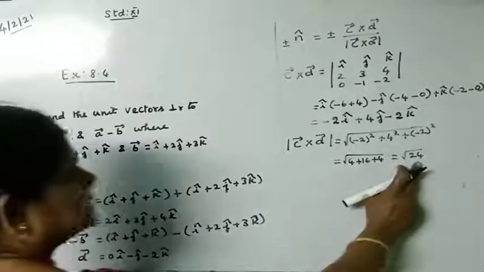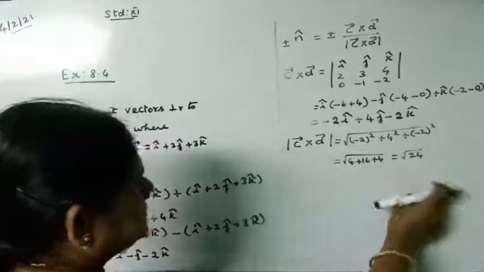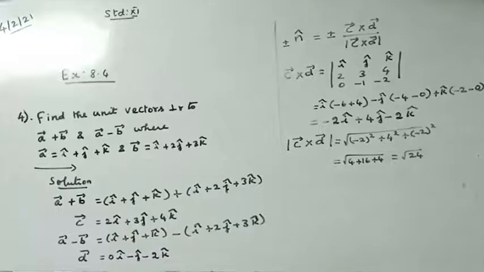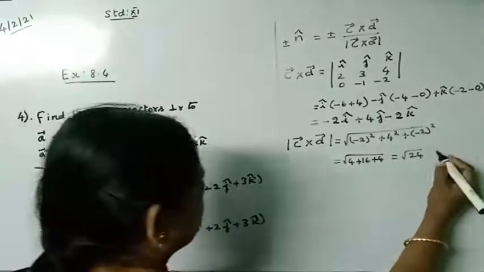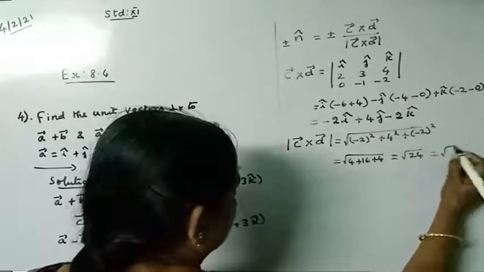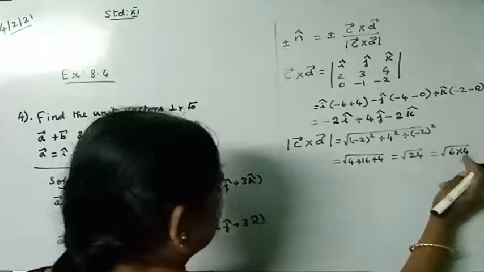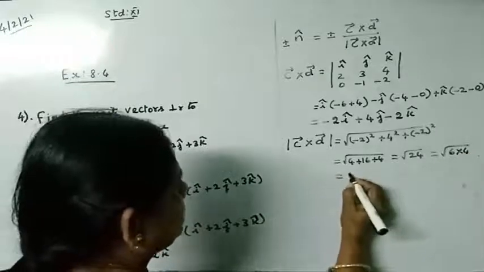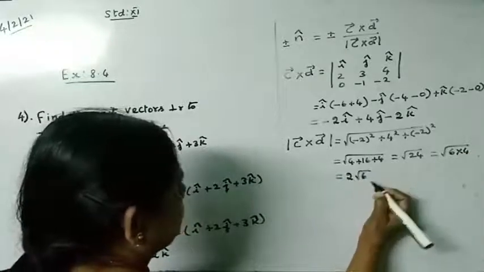24 can be written as 6 4s are 24. So square root of 6 into 4. Square root of 4 value is 2. So this can be written as 2 root 6.